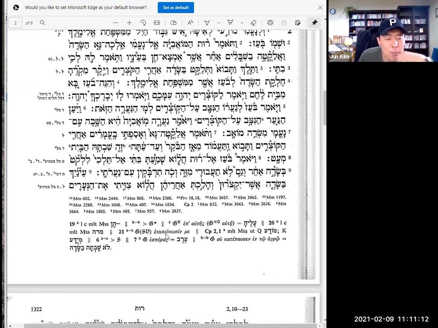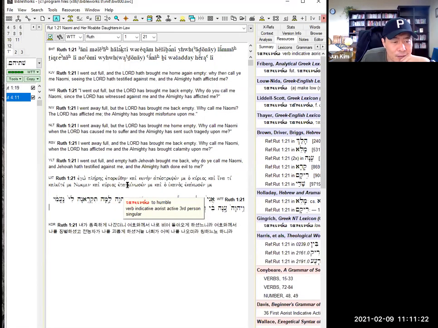Here, the word etapeinosen, and I think we need to go to this Greek version and see what it means. Yes, this one is the Greek word. This one means humbled. So the translation is totally different in terms of Septuagint. So the Lord humbled me. Okay, can you see that?